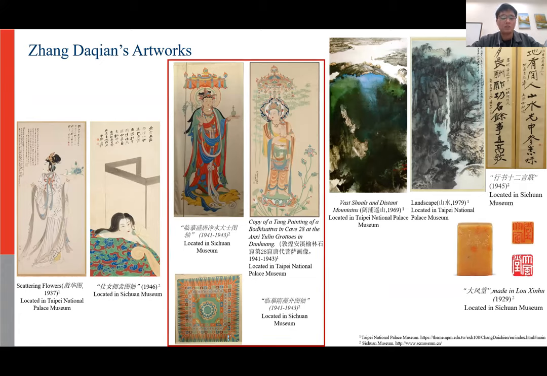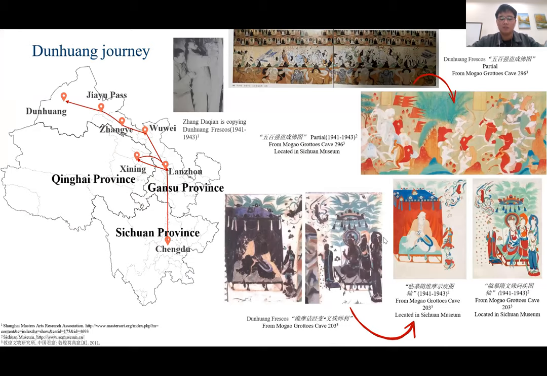Dunhuang frescoes' splashed colors and heavy style influenced Zhang Daqian's splash-ink and splash-color painting style in his later landscape paintings. During his Dunhuang journey, Zhang Daqian set out from Chengdu, Sichuan, and arrived at Dunhuang via Lanzhou, Xining, Wuwei, Zhangye, and Jiayu Pass. The large number of ancient Chinese frescoes in the Dunhuang Mogao Caves attracted Zhang Daqian, and more than 300 frescoes were copied in 2 years.